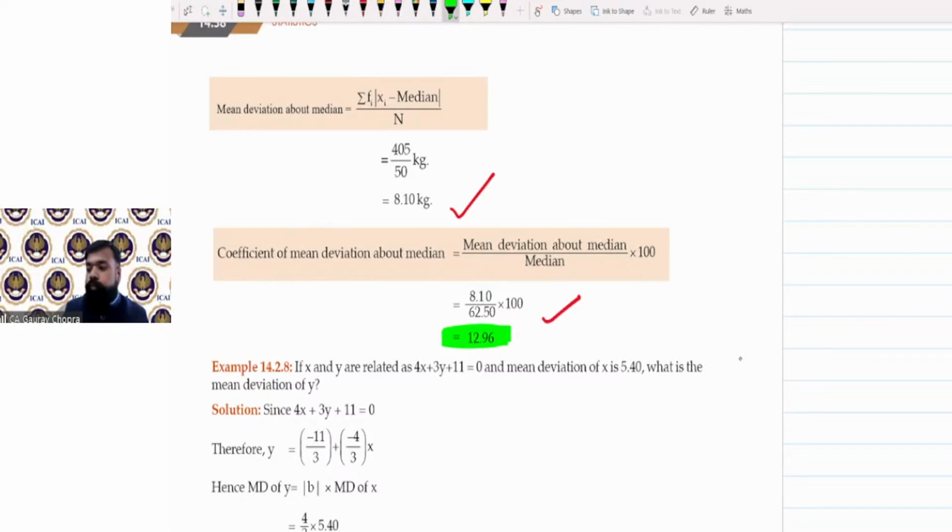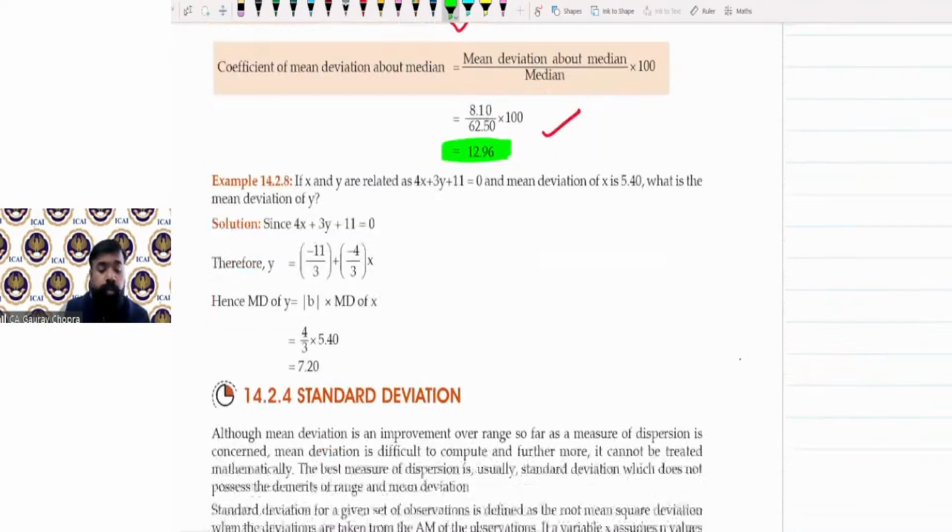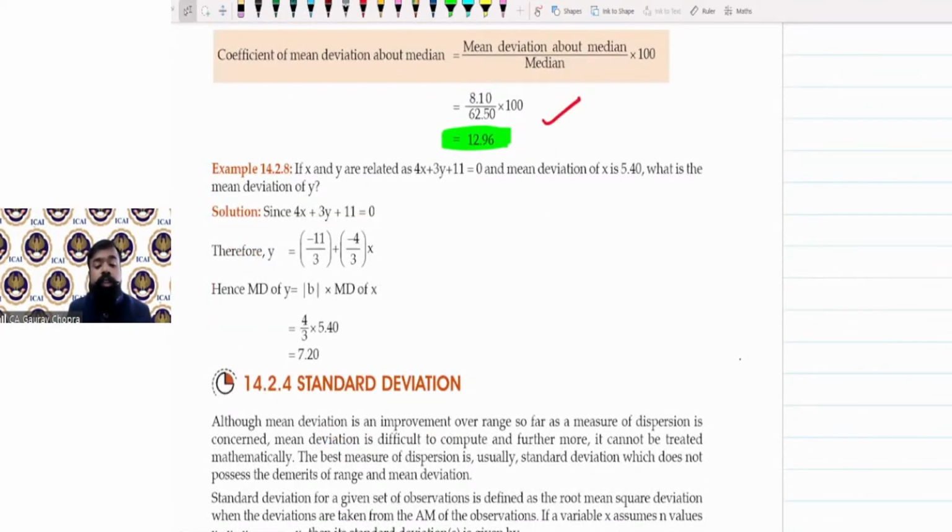Now the next pattern is the equation is given, mean deviation of x is given, and then we have to find mean deviation of y. Now this is exactly the same as what we have done for range. So in range there was one format, y is equal to a plus bx. The same format is here also. Then if we have to calculate mean deviation of y, then the formula will be mod of b multiplied by mean deviation of x. The same thing applies here also.